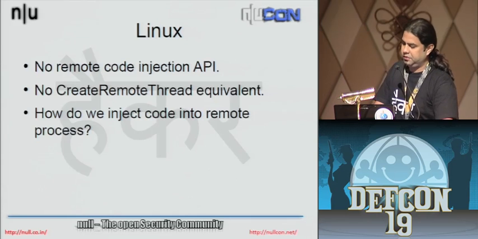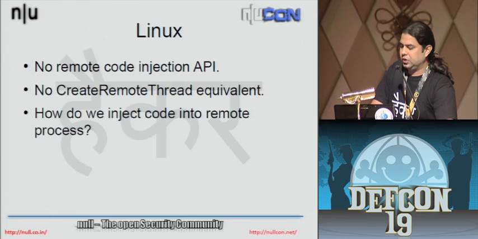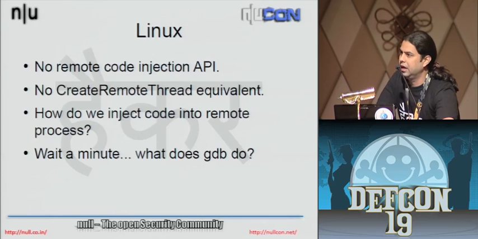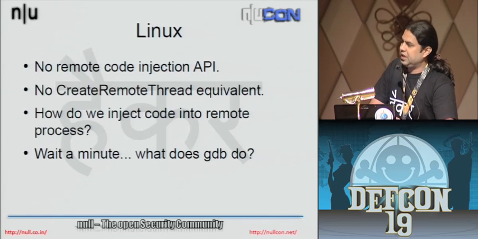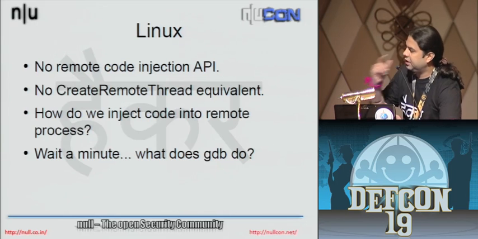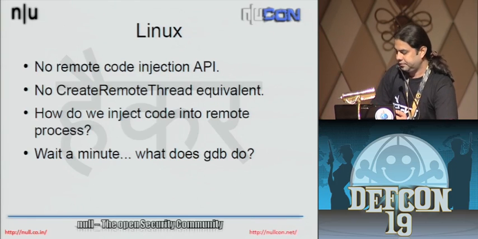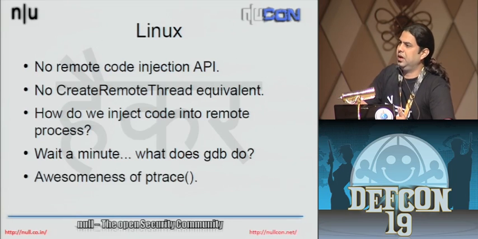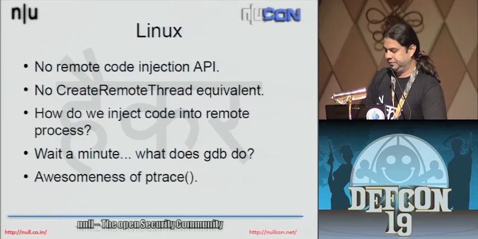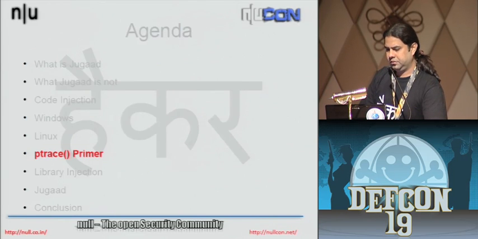Okay, so in Linux, there's no equivalent API. So the question is, how do we inject code into a remote process? The first thing that obviously comes to mind is a debugger. How does a debugger inject code or do memory operations? How is the debugger able to access memory inside a remote process or a traced process? How is it able to change the values of variables? So the answer is simple. It uses the ptrace API, which is provided by most of the Unix platforms.